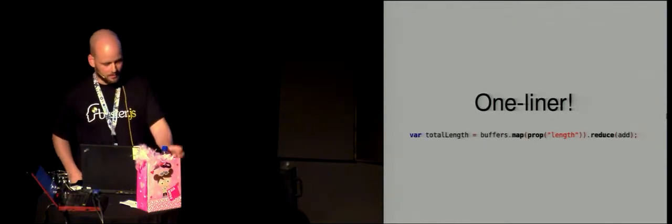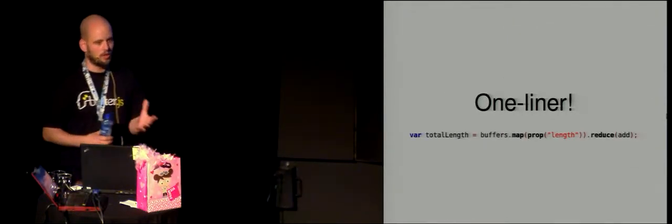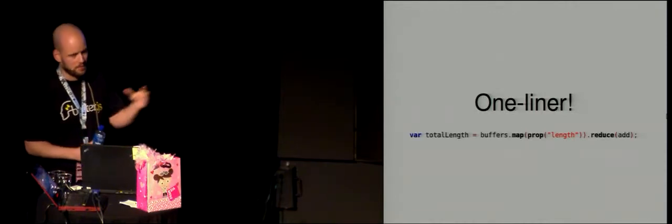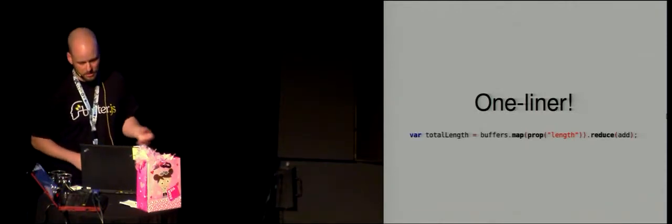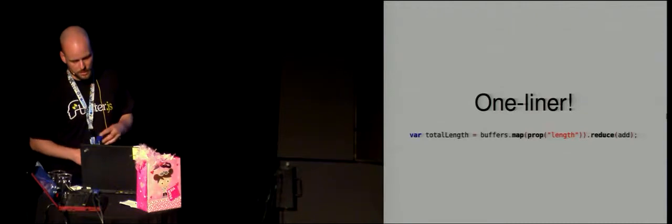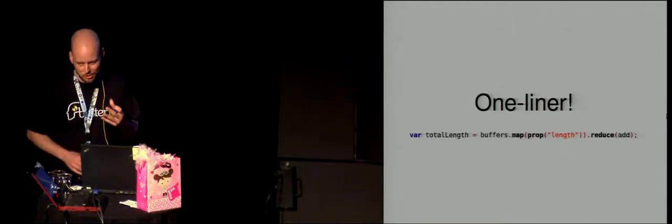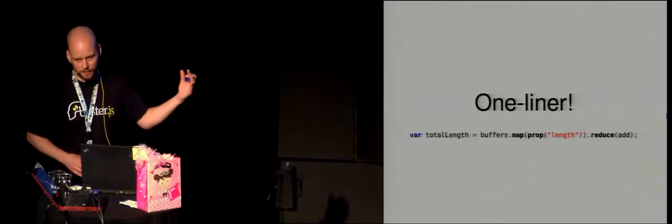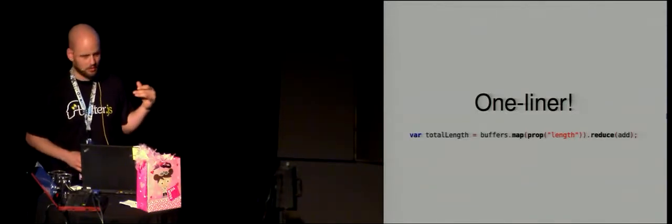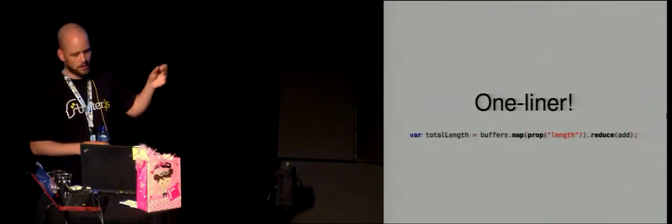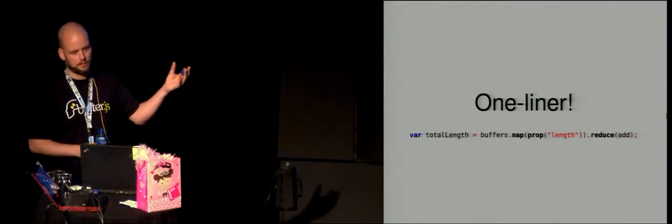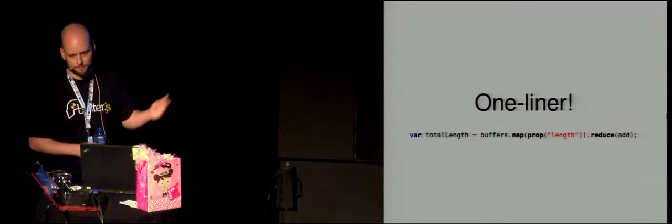Woo! And again, the one line is not the huge point here. It's the expressiveness of the solution. So buffers, map property length, reduce with the add function. If the word reduce makes sense to you, then this reads very well. If the word reduce is hard for you to understand, you could take reduce, add, and define a sum function with it, right?